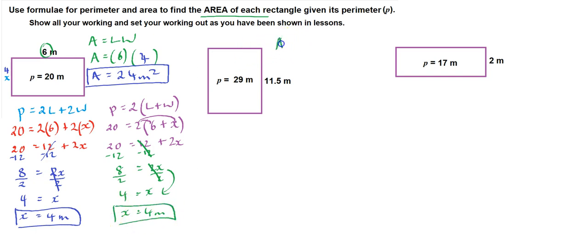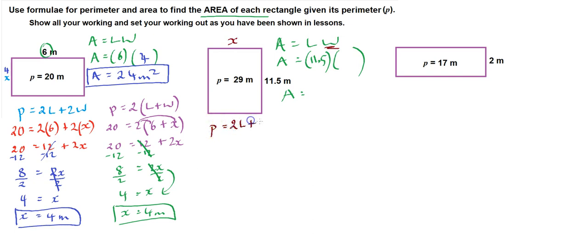For the next one, again, let's start with A equals length times width. We do know what the length is, so 11.5, and the width we don't know, so let's fill that in later. And ultimately we'll come up with our answer. So we need to figure out what the missing side is in order to do area, because we don't know what the width is. So let's call the width here x, and let's use a formula for perimeter.